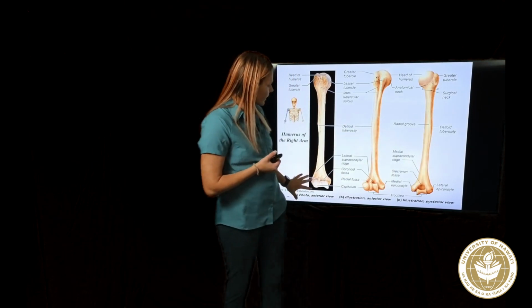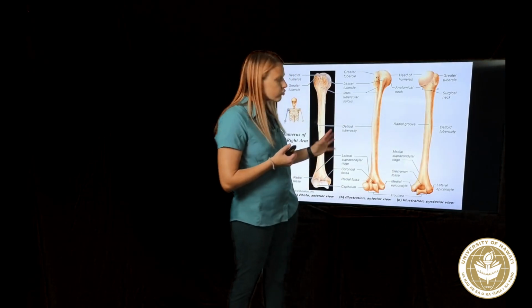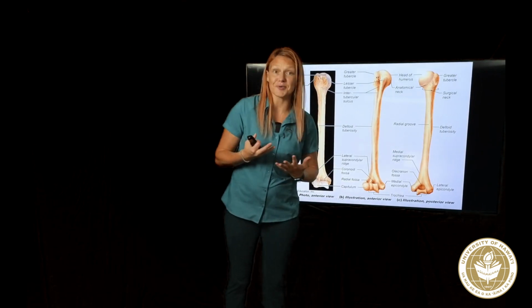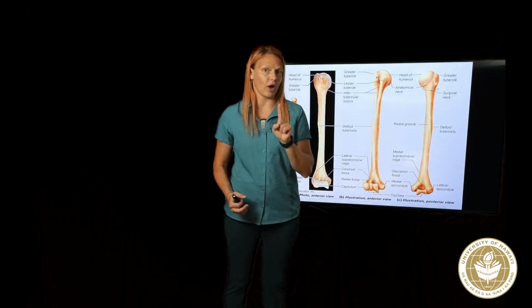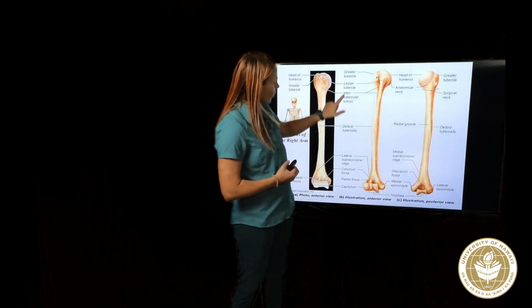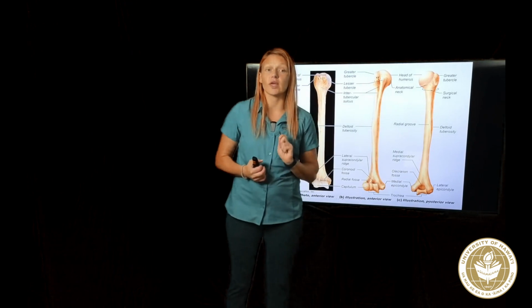So a lot of different processes here on the humerus. So in terms of the bones of your upper arm, there's only one, right? Or of your arm, there's only one, but there's a lot of different processes associated with that humerus.